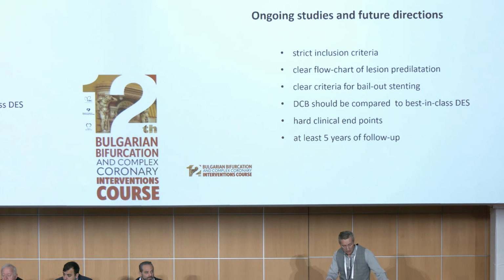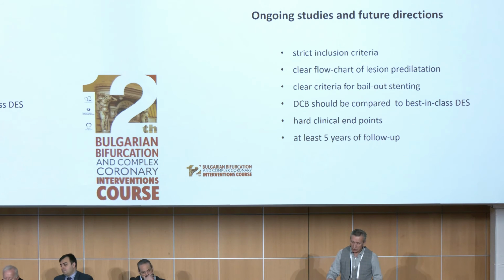But I'm thinking that if we design the studies, strict inclusion criteria must be defined. What type of bifurcation lesions do we want to treat? A clear flowchart for predilatation: we must predilatate the lesion by the flowchart. Clear criteria for bailout. We should compare DCB to the best-in-class DES with hard clinical endpoints and follow the patients for at least 5 years.